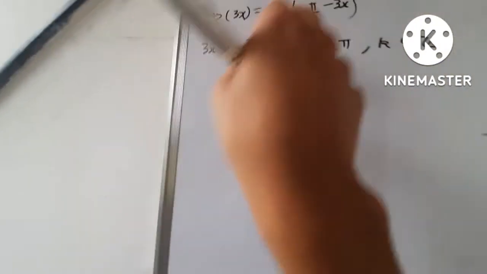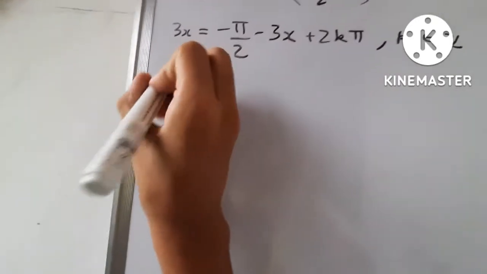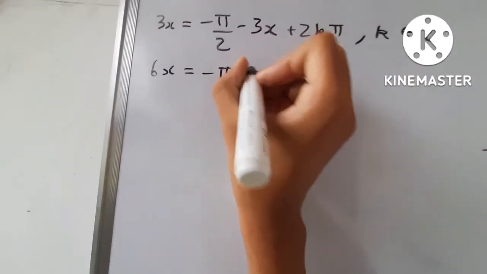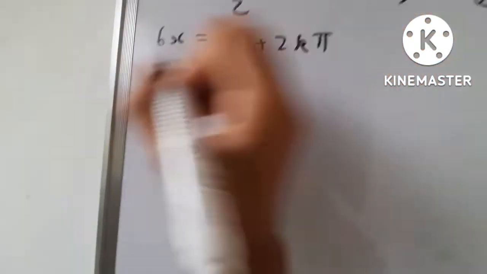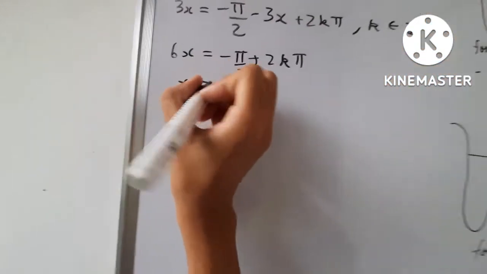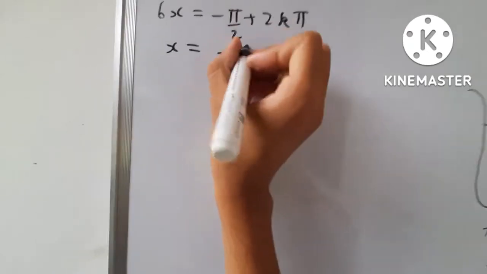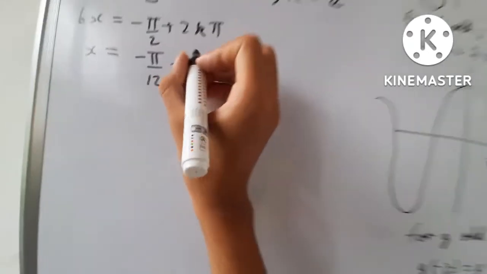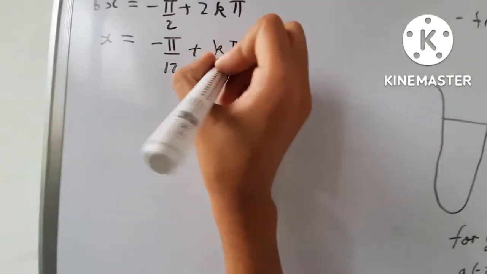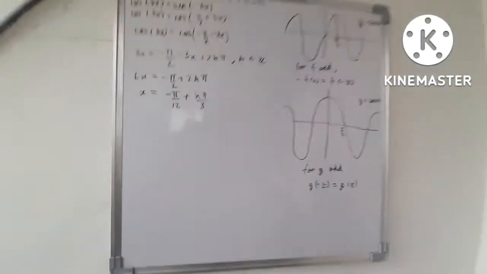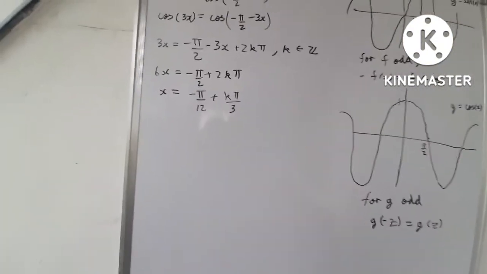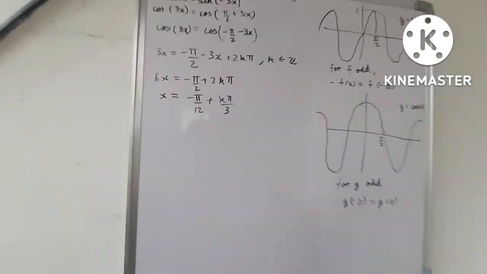So from here on, I think it's fairly basic to solve it. So we move the 3x here, we get 6x is equal to minus pi by 2 plus 2k pi. Then we divide by 6 on both sides to get x is equal to minus pi by 12 plus k pi by 3, right? Well, this is actually very cool, right?